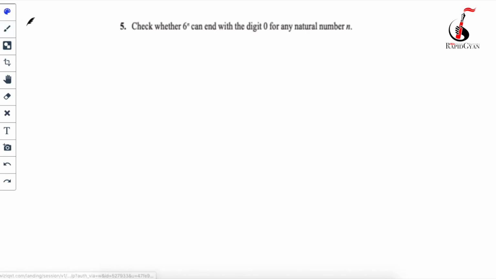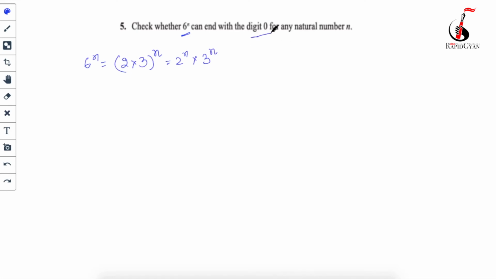So what you will have to do? For this 6 to the power n, first you will have to find the prime factorization of 6. So 6 to the power n, I can write it as (2 times 3) to the power n, which is equal to 2 to the power n multiplied by 3 to the power n. So this is your prime factorization.